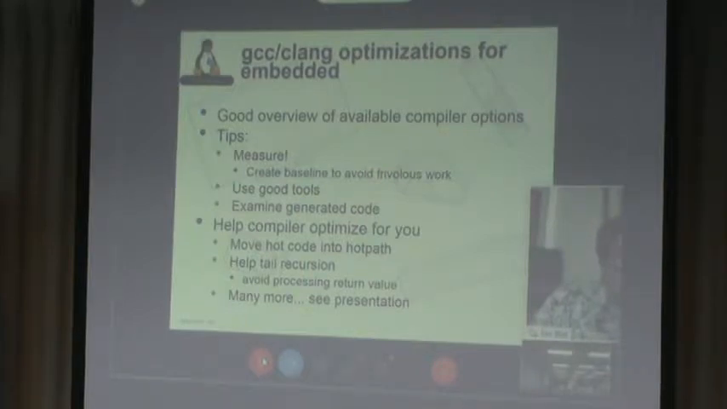You can refactor your code to help tail recursion. There are ways of structuring the code so that if you have recursion, and you avoid processing the return value, it allows the compiler to optimize that. Many, many more optimization steps. So that was a good talk if that's what you're looking at.